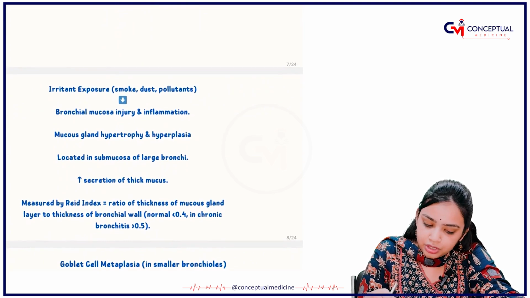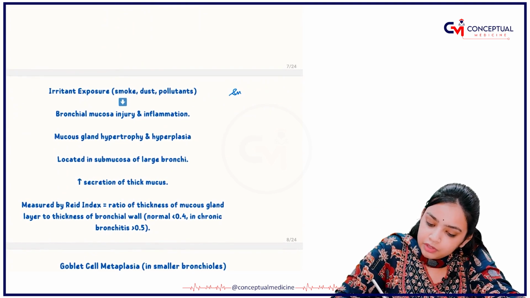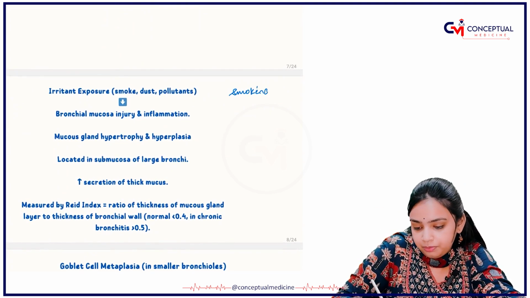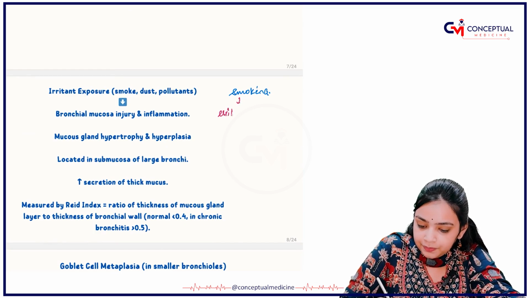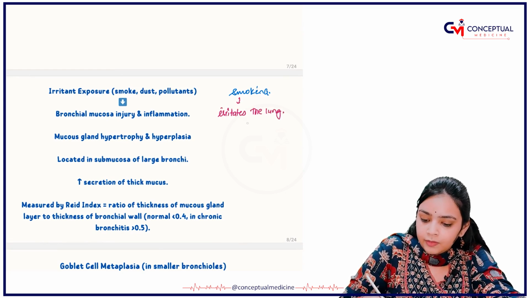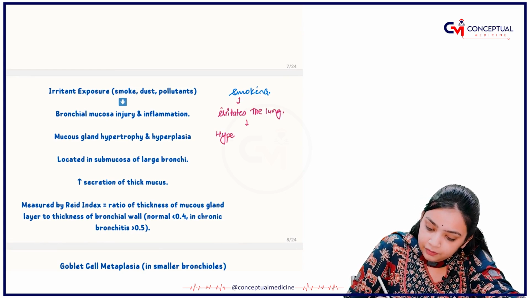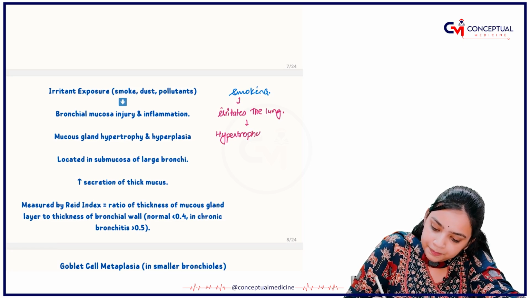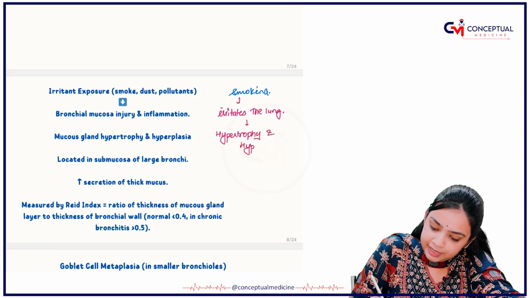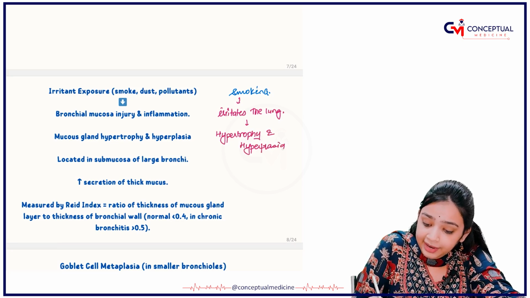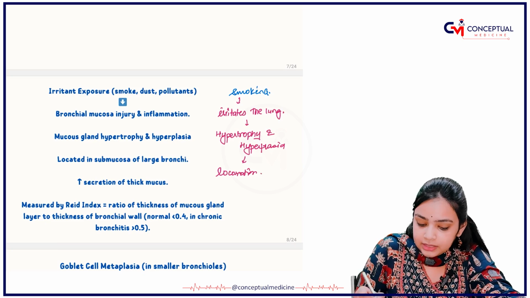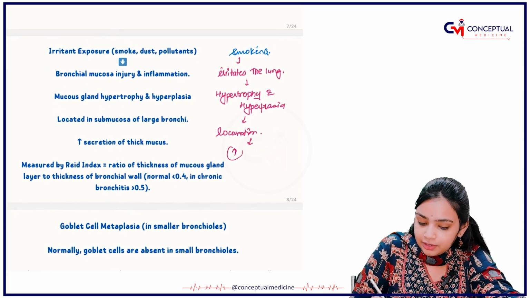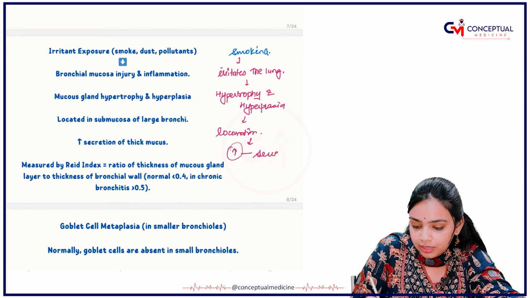Let's see what the pathogenesis is. In the pathogenesis, what happens? You have the smoke. The person was smoking, right? It irritates the lung, as a result of which there was hypertrophy and hyperplasia, and the locomotion of the lungs is getting disrupted, as a result of which there is increased secretion.